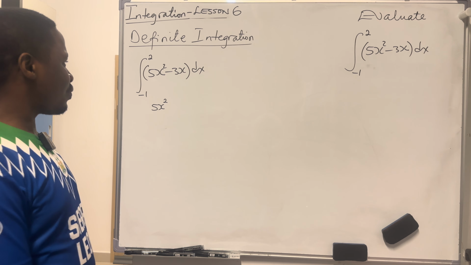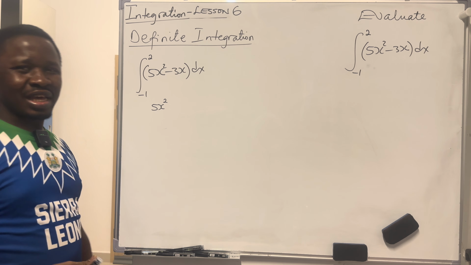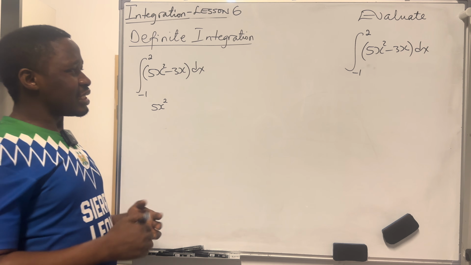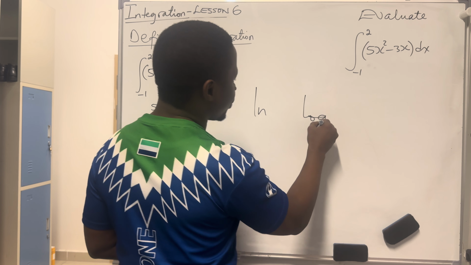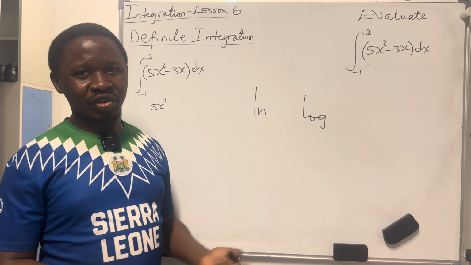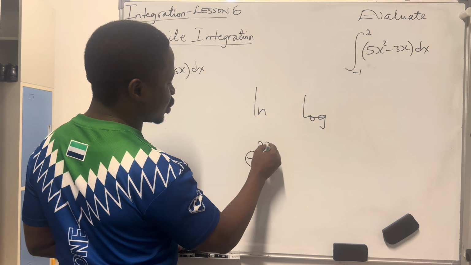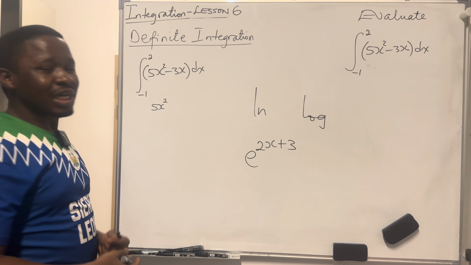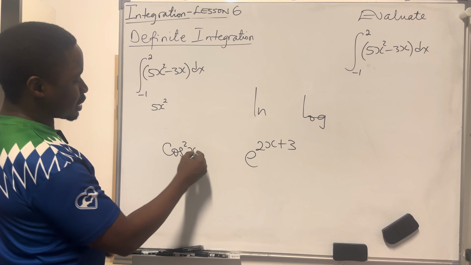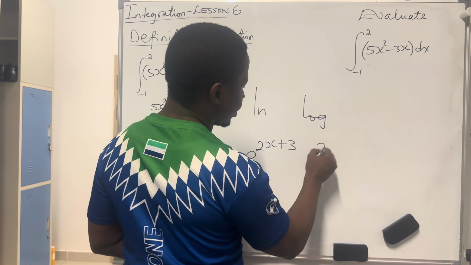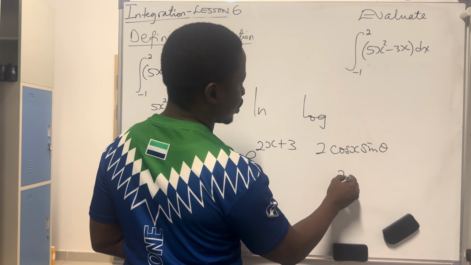The first thing is for you to know which function you are dealing with. Is it an algebraic function? Is it logarithmic, like with ln, or simply the one with log? Or is it exponential, like e to the 2x plus 3? Or is it a trigonometric function, for example cos x, cos squared x, or maybe 2 cos x sin x?